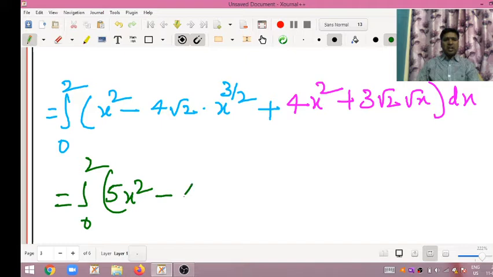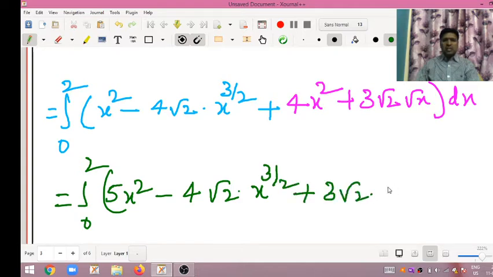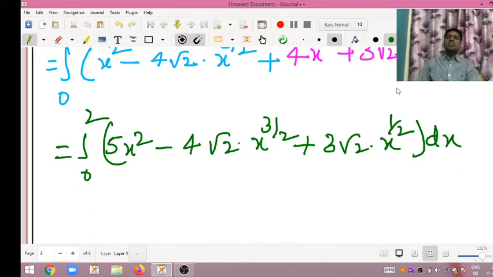5x squared, again minus 4 root 2 into x to the power of 3 by 2, right as it is, plus 3 root 2, right as it is. Root x means root 2 x to the power of 1 by 2, my dear friends, into root x. Now this is ready for integration.